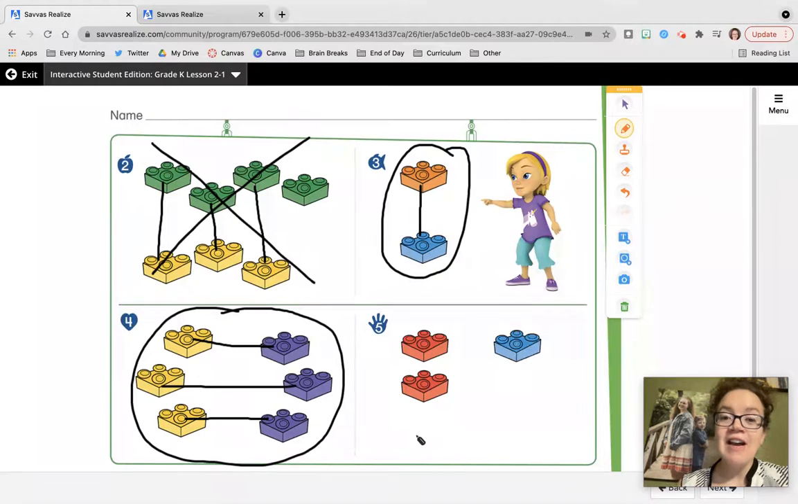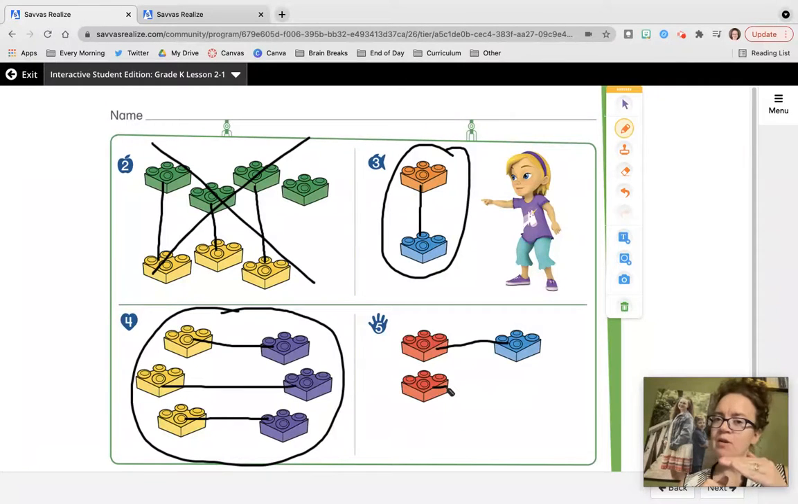Put your finger on hand number 5. Let's see. Red to blue. Draw a line. Red to... Uh-oh. There is not another match.